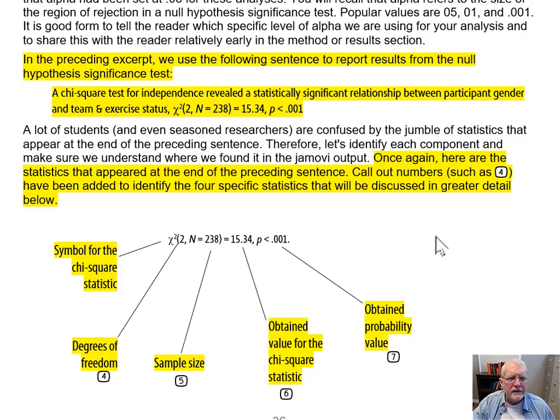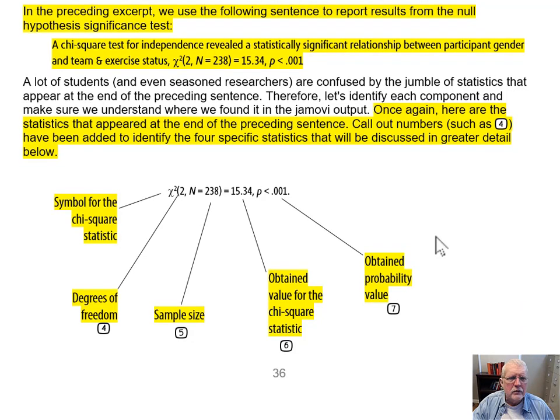Once again, here are the statistics that appeared at the end of the preceding sentence. Call-out numbers such as 4 have been added to identify the 4 specific statistics that will be discussed in greater detail below. I have diagrammed the statistics related to the null hypothesis significance test, and for most of these, I've added a call-out number that indicates where you need to look in the Jamovi output in order to find the statistic. It begins with a symbol for the chi-square statistic, and then within parentheses, we begin with the number 2.